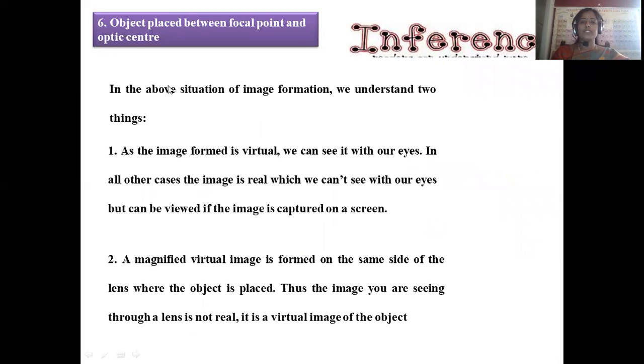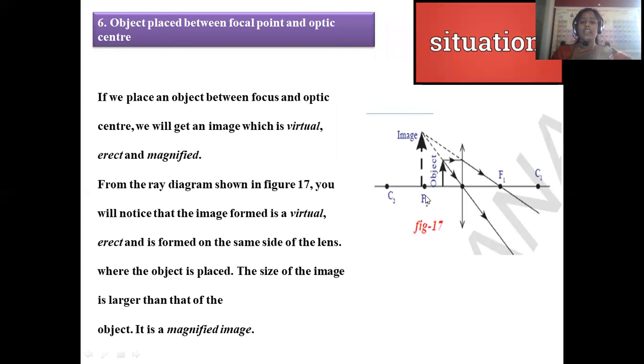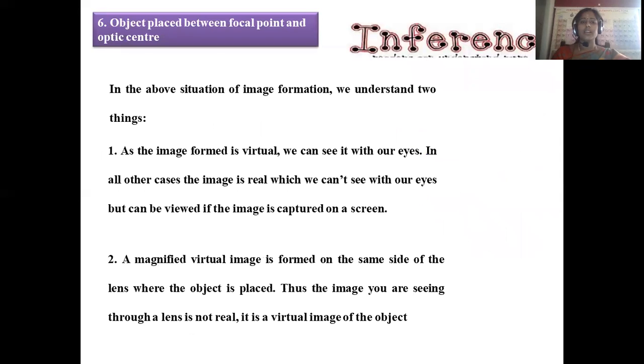So we are going to draw the inferences from this one, right? Object placed between the focal point and the optical center, this is the most fundamental, most important thing. In this case we have plenty of applications, because it is very important. If a particle is not visible to our eye, by using this kind of lens and this kind of condition, it is possible to observe it in a larger size, by using a magnifying lens, or a microscope, and even binoculars also work. So in this way, situation number 6 has multiple applications in our daily life, right?